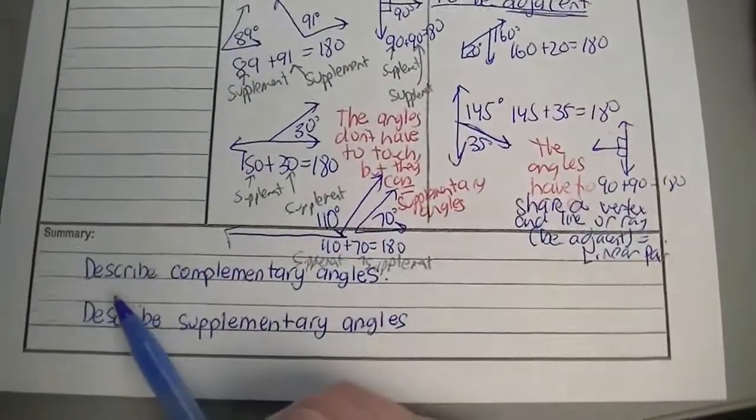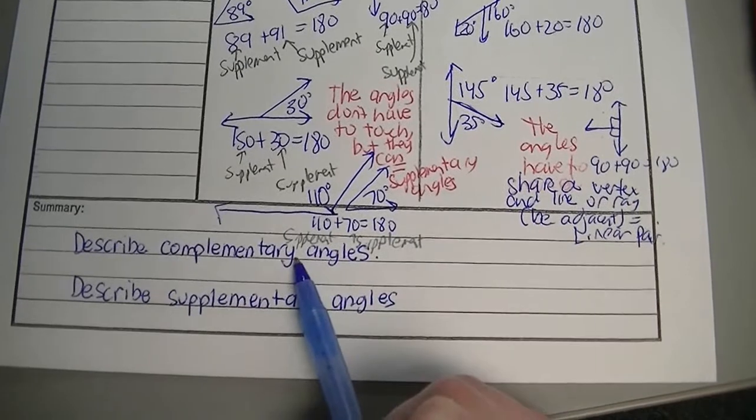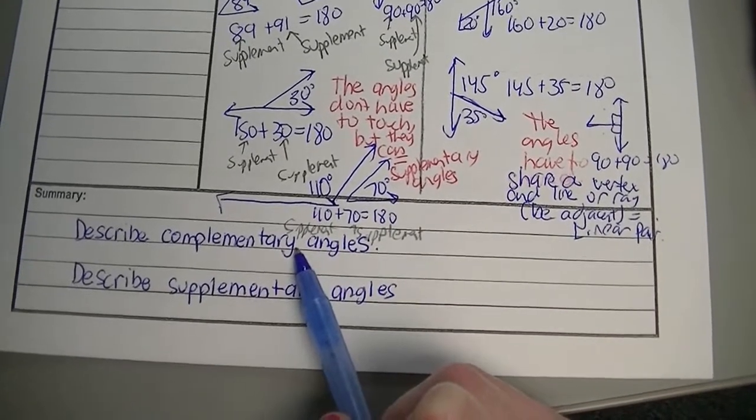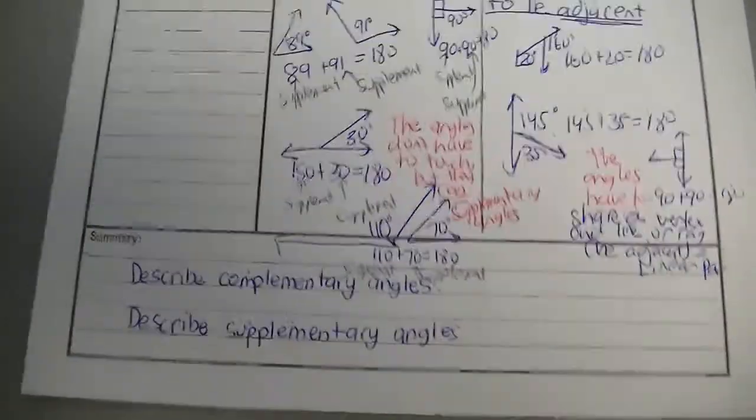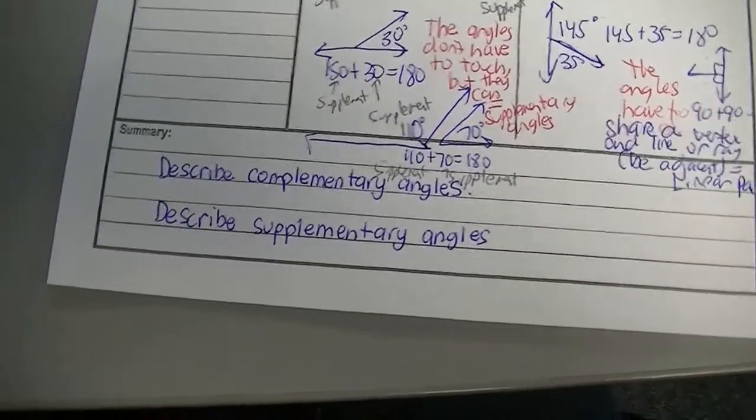Okay, so down here for your summary, it says describe complementary angles. If you already forgot, go ahead and review the notes on this page. And then down here, I want you just to describe supplementary angles. If you don't remember, reread the page.